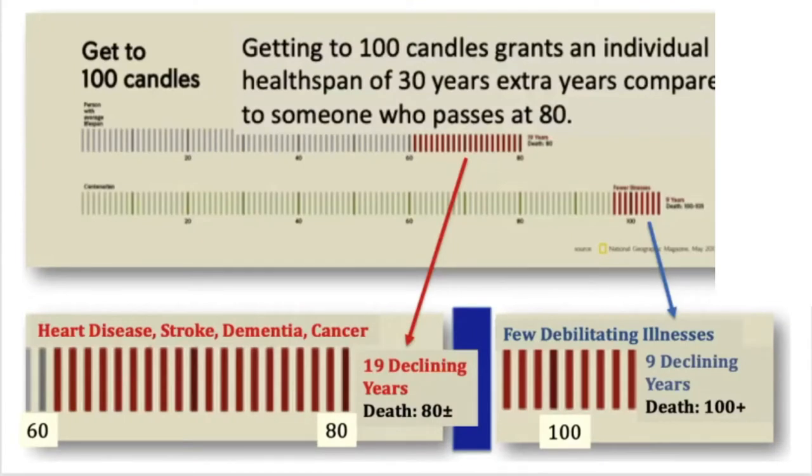You want to live long. This is a study from National Geographic, because if you live long, you live well longer. You live to 100 compared to 80. When you live to 100, your lifespan is 20 years longer, but your health span is 30 years longer. Hopefully you've seen that before.